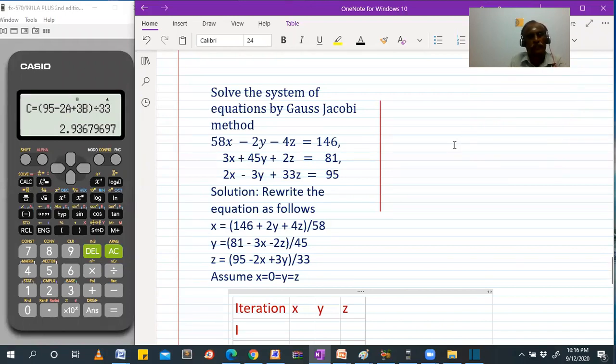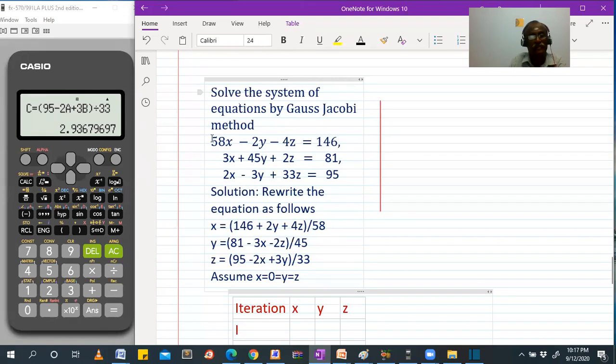I am going to explain how to solve the system of equations by one of the iterative methods called the Gauss-Jacobi method. We take three equations, three unknowns. This can be extended to any number of equations and unknowns. Solve 58x minus 2y minus 4z equal to 146, 3x plus 45y plus 2z equal to 81, 2x minus 3y plus 33z equal to 95.